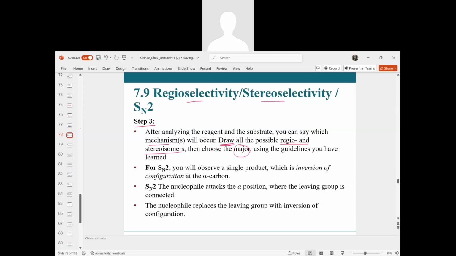Some to review: when we have an SN2, we should observe a single product, which would be an inversion of configuration at our alpha carbon. And when our SN2 reaction happens, the nucleophile will attack this alpha position where the leaving group is connected. And that's how this inversion of configuration happens.